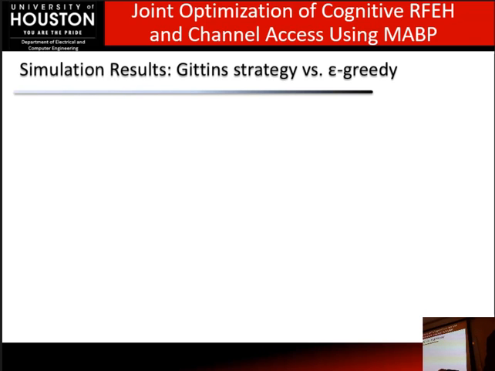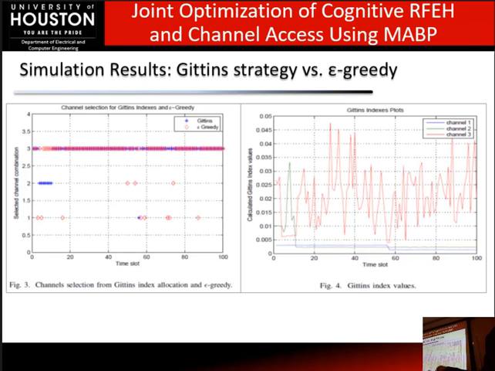Yes, it's not the power, but the Gittins index. The index. So the Gittins index is a statistic. Yes, it's a ratio of the total discounted reward and the total discounted time.